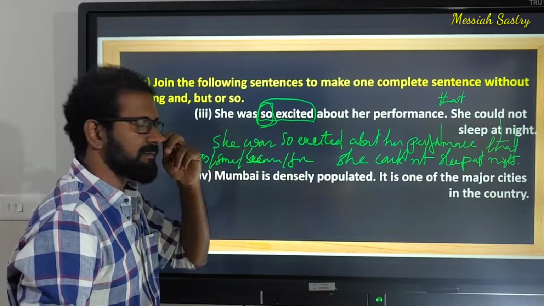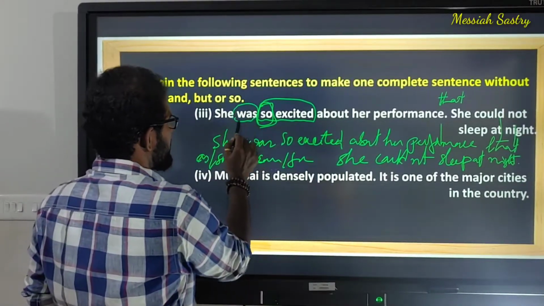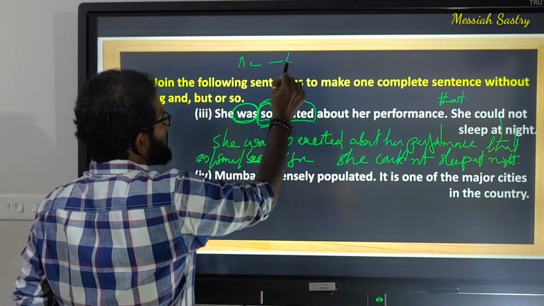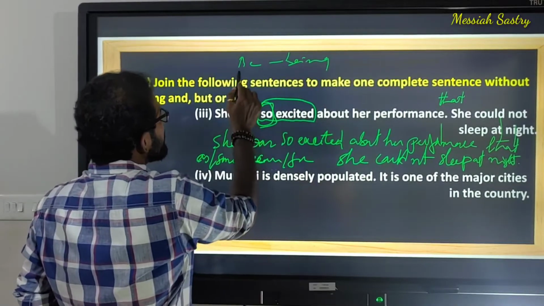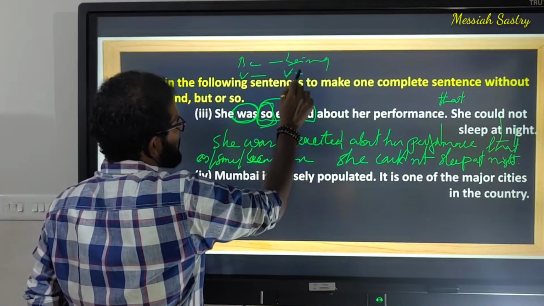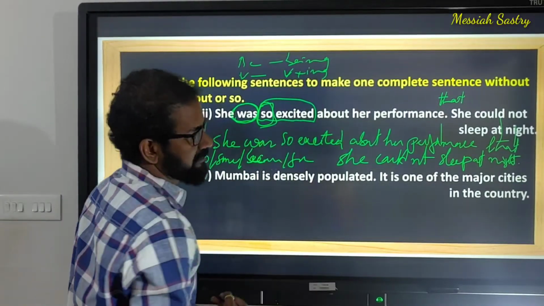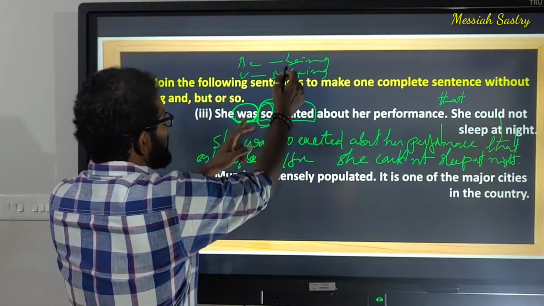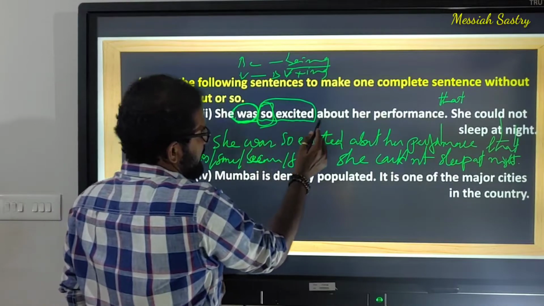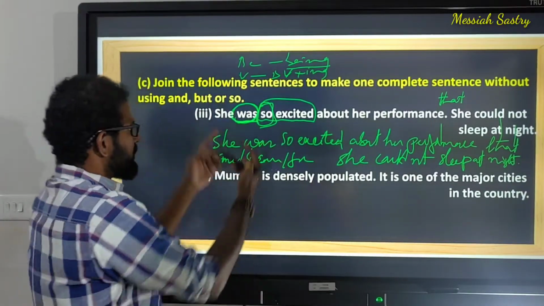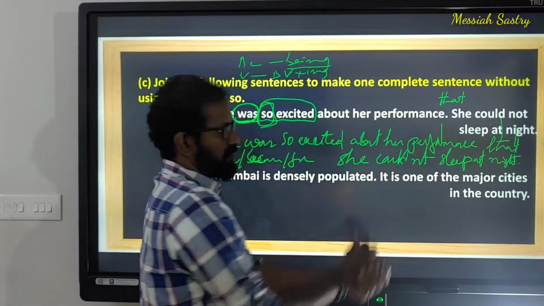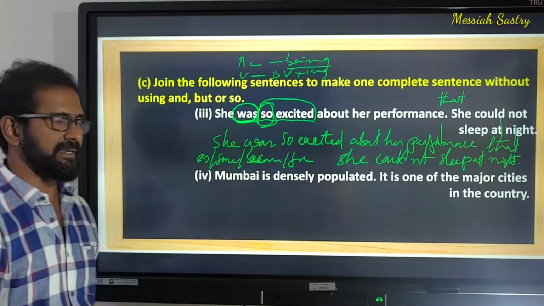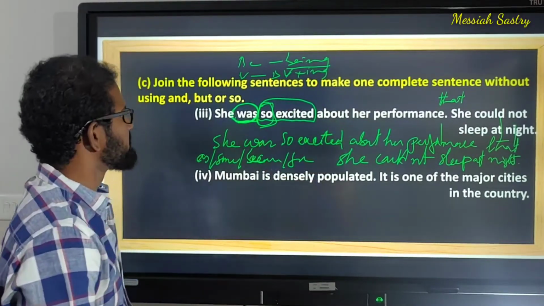Using participles. Whenever you use a participle, look whether there is a be form or verb. Participle be form means use being. Verb means base form of the verb plus ing form. So here was a be form. Then use being. Being so excited about her performance, she could not sleep at night. So these many possibilities are there.